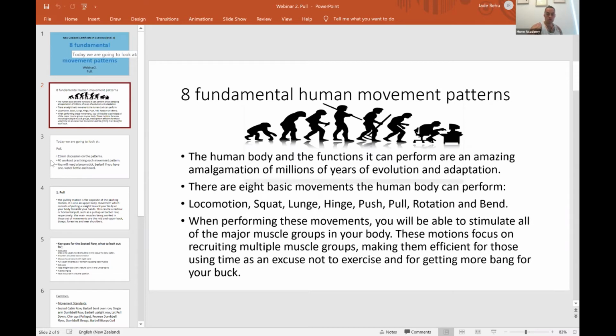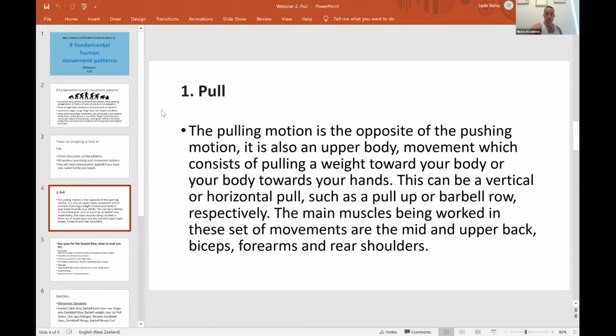It's the opposite of the press. It consists of pulling a weight towards your body, like if you're doing a seated row, or pulling your body towards your hands, like you're doing a chin up. So your body is going towards your hands.